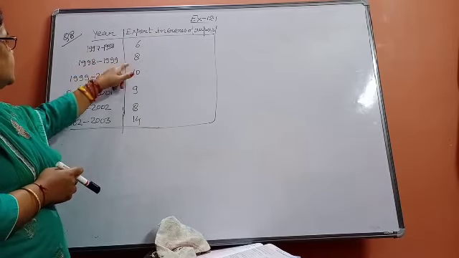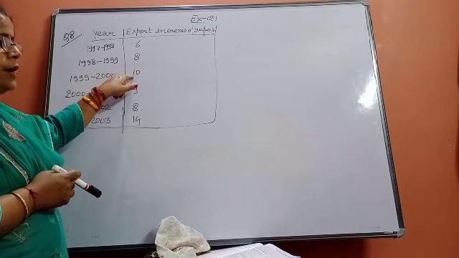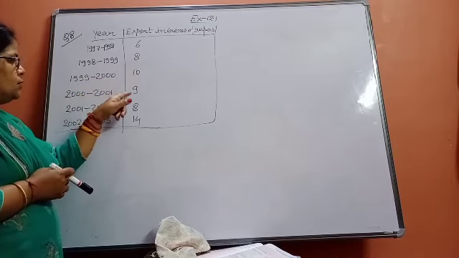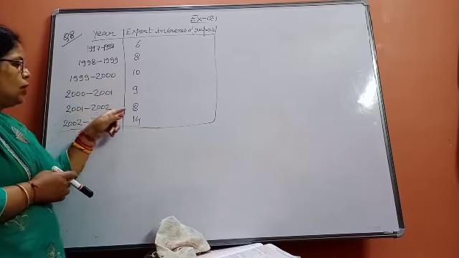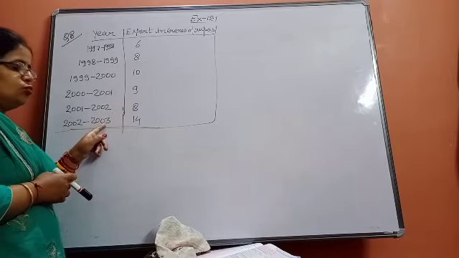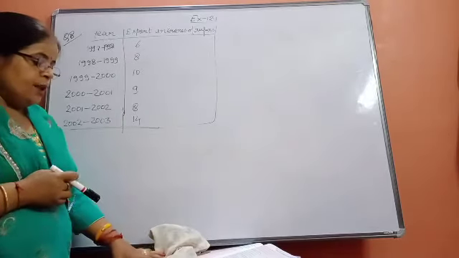1998 to 99, 8 crore. 1999 to 2000, 10 crore. 2000 to 2001, 9 crore. 2001 to 2002, 8 crore. And 2002 to 2003, 14 crore. Okay. What are the questions?